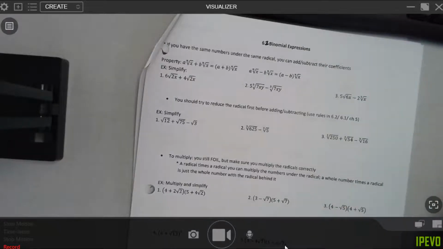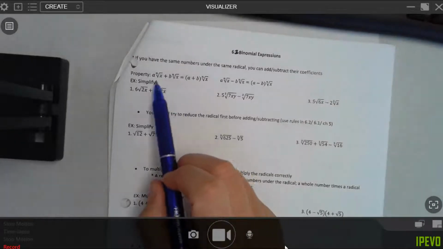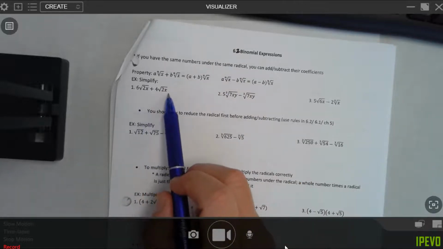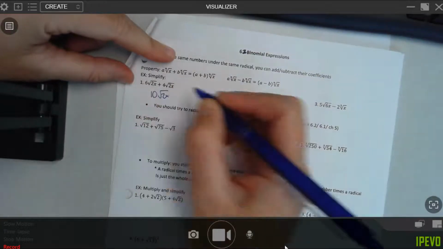All right, so today we're going to do binomial expressions. The idea here is if the term behind it is the exact same, then all you need to do is add the coefficients, right? So right here, see it's a 2x and square root of 2x, so all we have to do is add the numbers in front. So you get 10 square root of 2x.